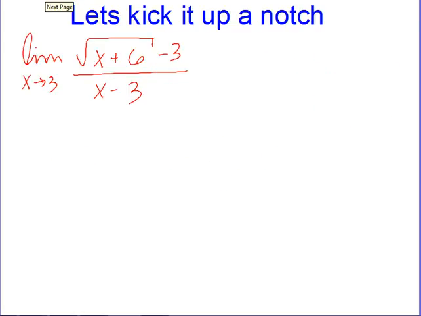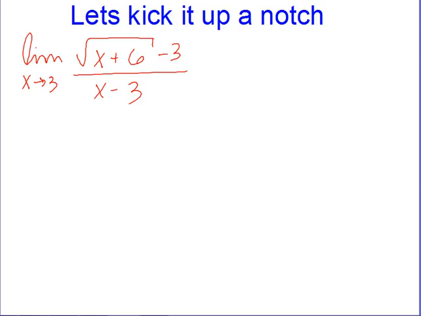Okay? So, here we go. I have the limit as x approaches 3 of the square root of x plus 6 minus 3 over x minus 3. You guys remember seeing something like this? Do you remember how to do it? It's the same kind of situation.